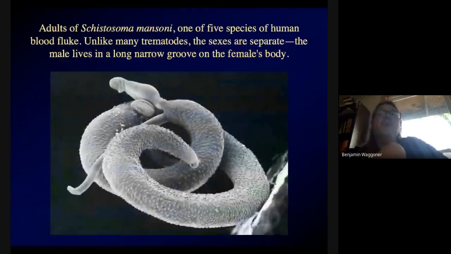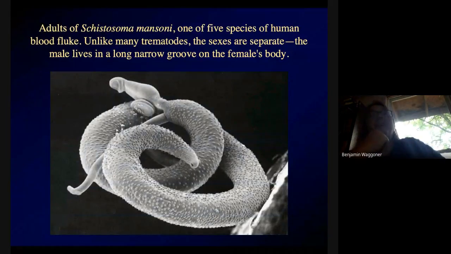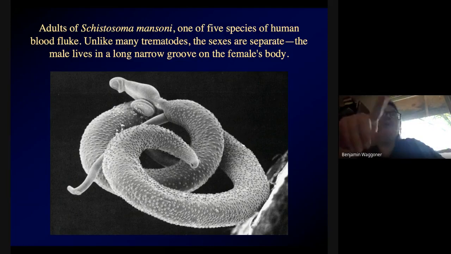And one of the worst problems for public health in certain countries is flukes in the genus Schistosoma. Schistosoma mansoni right there is one of 5 species of human blood fluke. And unlike many trematodes, the sexes are separate. And I actually messed up the caption of this. The female is this very elongated form that lives in a long, narrow groove on the male's body. That's an error that I need to correct.